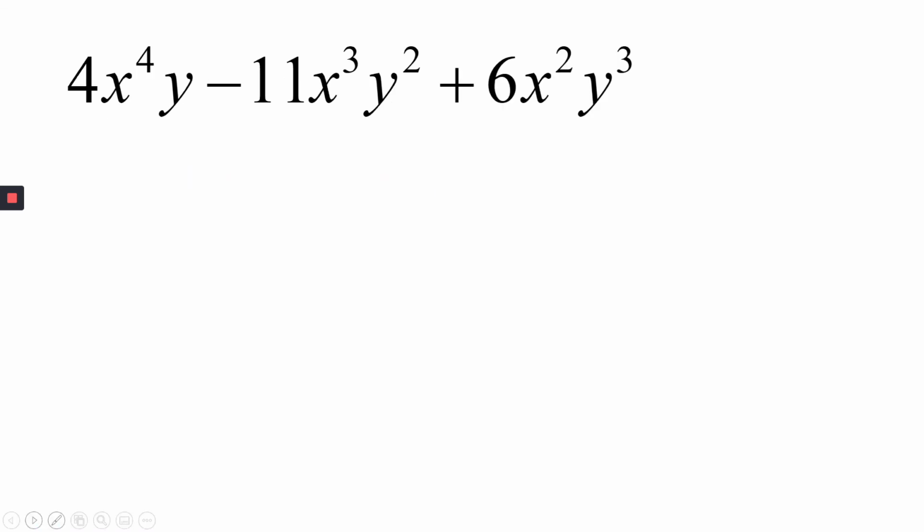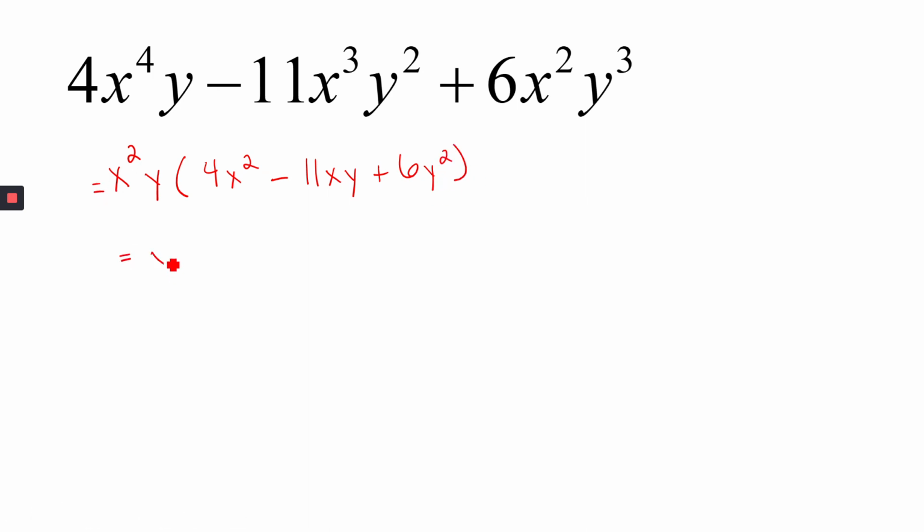Next one, nothing in the coefficients, but I do see everyone has an x and everyone has a y. So I'm going to take out as many as I can. I can take out an x squared, and I can take out a y. That's all I can take out from everyone. And then we're left with 4x squared minus 11xy plus 6y squared.